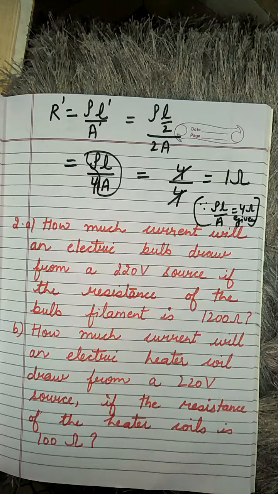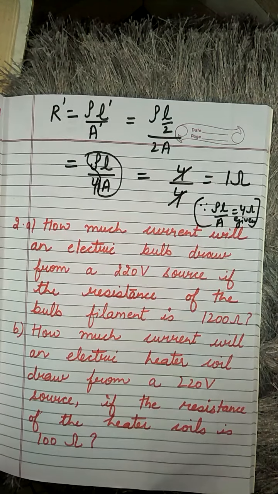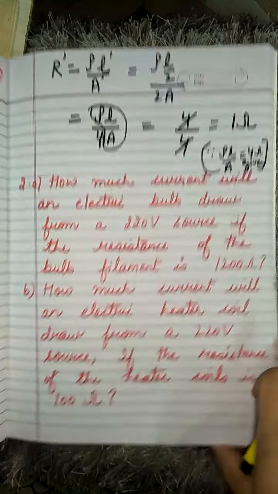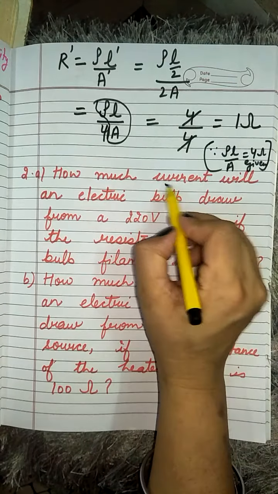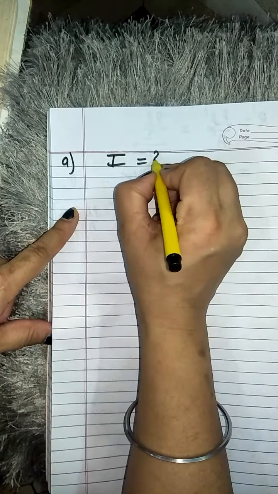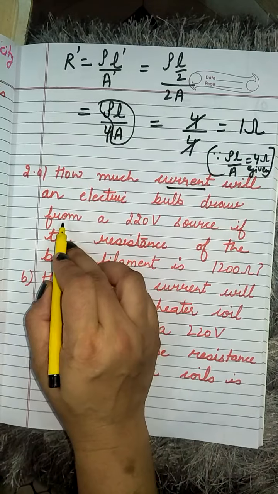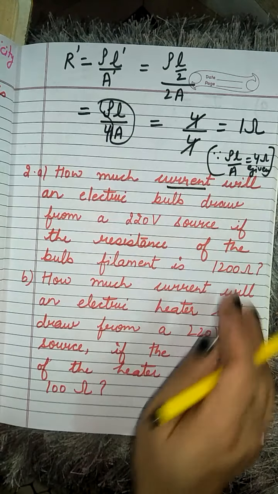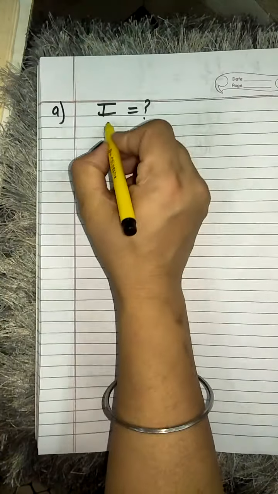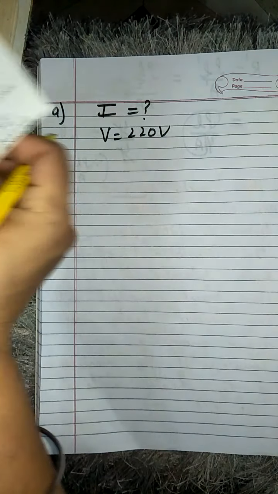Please try to understand this question. This is a very important question. So question number 2. For part A, you want to find out current. How much current will an electric bulb draw from a 220 volt source? What is given? Voltage is given. It is 220 volt.